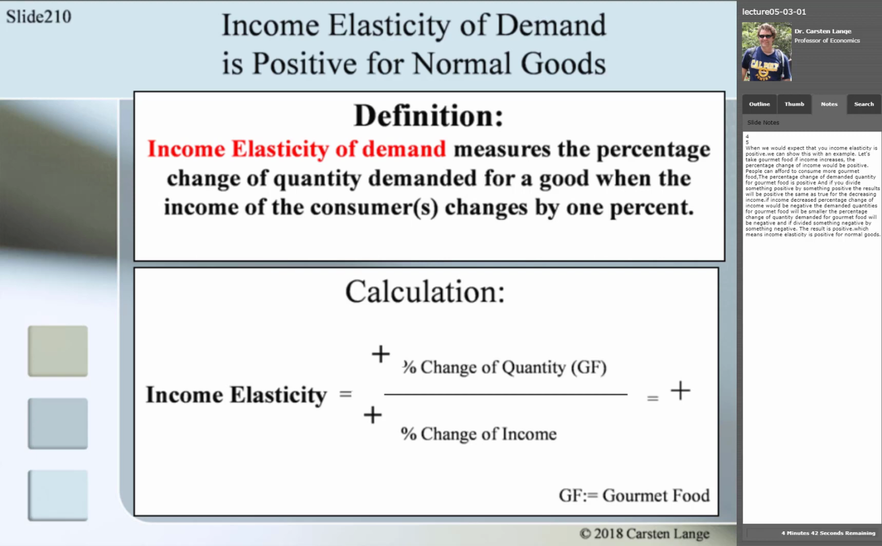The same is true for a decrease in income. If income decreases, the percentage change of income would be negative. The demanded quantity for gourmet food would be smaller. The percentage change of quantity demanded for gourmet food would be negative. And if we divide something negative by something negative, the result is positive. Which means income elasticity is positive for normal goods.